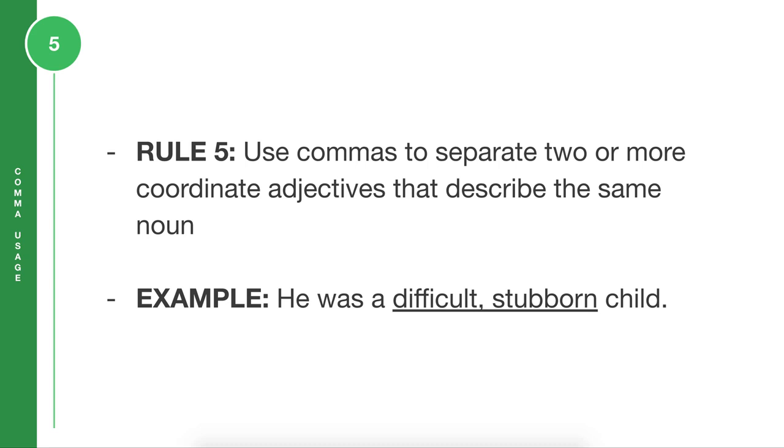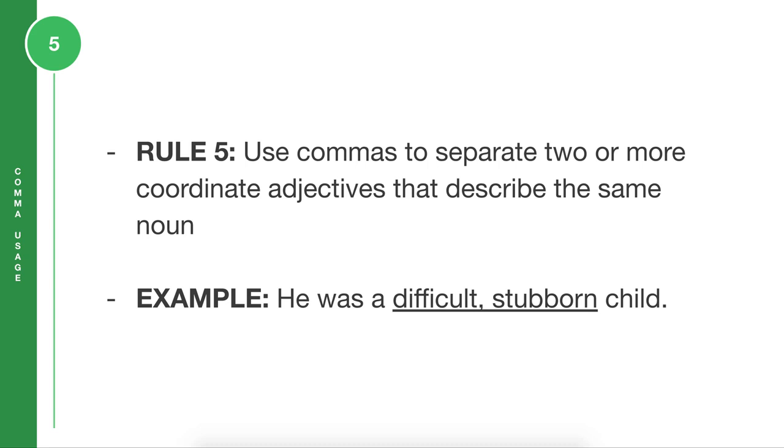The best way to determine whether or not they are coordinate adjectives is if you have 2 descriptive words, 2 adjectives, and you can put the word and between them and the sentence still makes sense, well, then you need a comma there. Here's our example. He was a difficult, stubborn child. Now, I could rewrite that sentence and say he was a difficult and stubborn child. And for that reason, because the and still makes sense there, I know that those 2 adjectives are working together. They're coordinating. They are coordinate adjectives. And therefore, I need to put a comma between them.